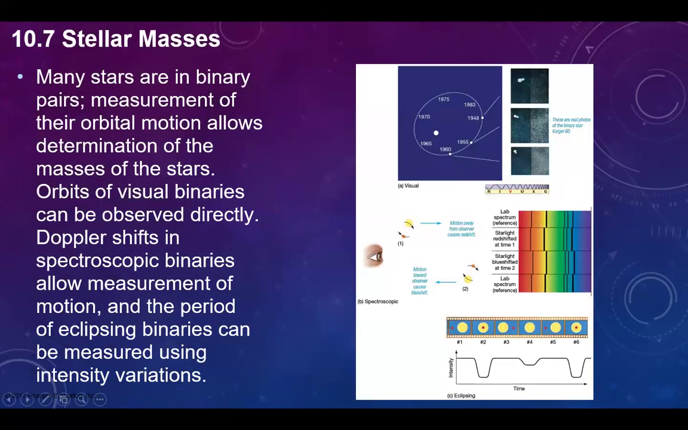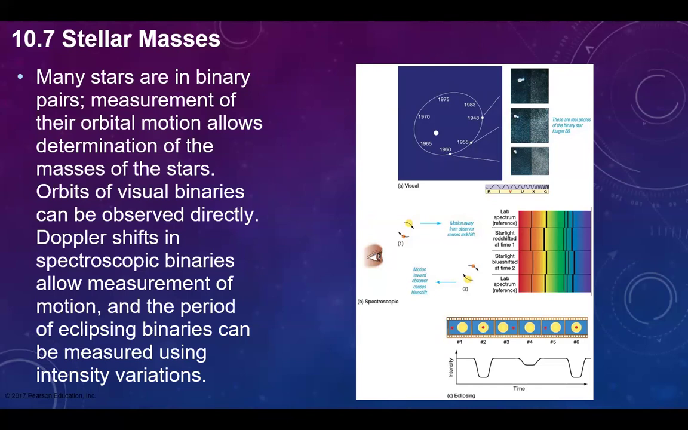Where you left off, we were talking about stellar mass. Since mass is the most important factor in understanding a star's life cycle, it's important to be able to measure it. Luckily, most stars are in binary pairs, so we can use measurements of their orbital motion to determine their masses. And for those that aren't, it turns out that there are other indicators.